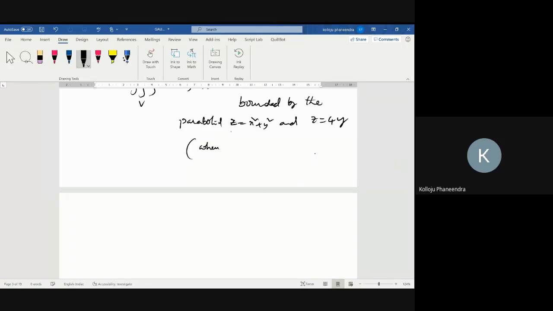See, when x equal to 0, y equal to 0, what is the z value? 0 here. From this z value 0, from this z value 0. When x equal to 1, y equal to 1, from this what is the z value? 1. From this, what is the z value? When x equal to 1, z value 4. So let's say z equal to 2.